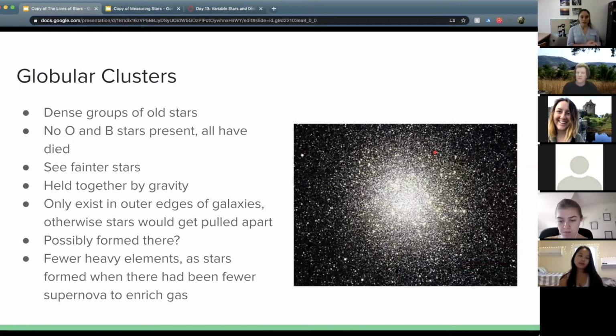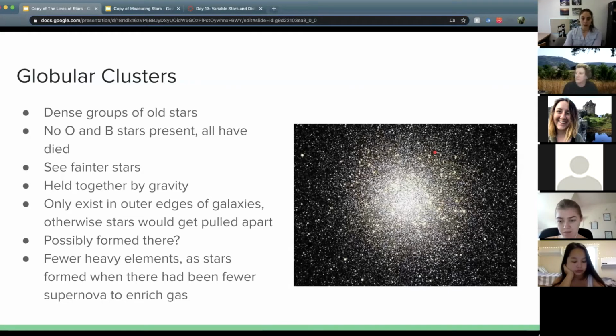The last kind of cluster we'll talk about are globular clusters. These are dense groups of old stars. There are no more O and B stars present in globular clusters because they have all died. So globular clusters are going to be the oldest groups of stars that we can see. And instead of being dominated by light from O and B stars, we're going to begin to actually see the fainter stars, because there are no O and B stars left. They've all run out of fuel. They've lived fast, died young, and exploded and left us with a bunch of these smaller mass stars that live forever.